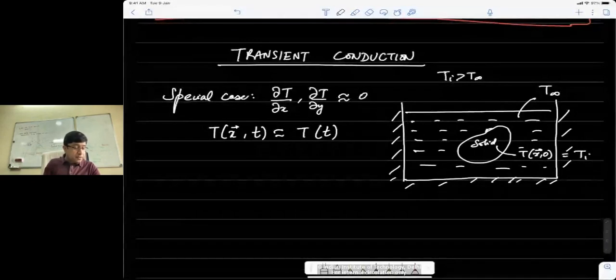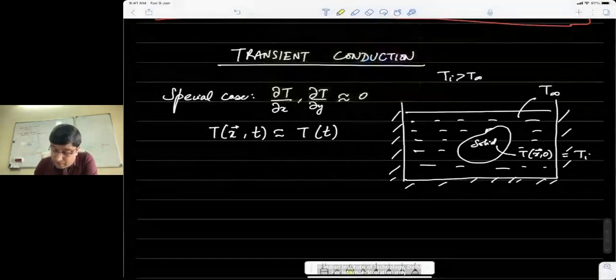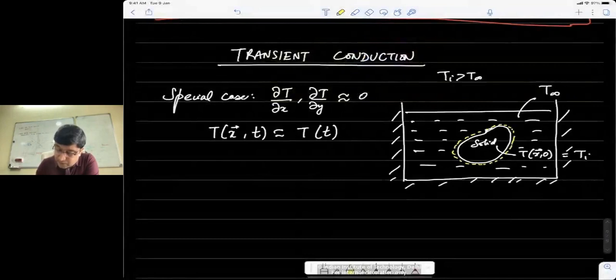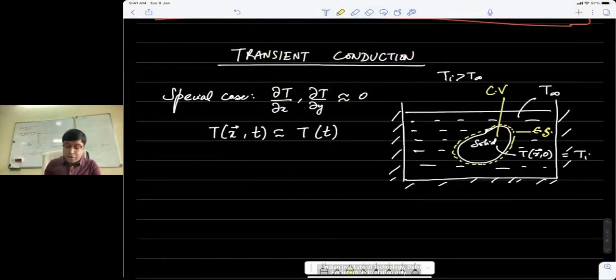Okay, so we are going to assume that the solid temperature is fairly uniform for now, and we will apply our energy balance as usual to come up with the temperature dependence as a function of time. So I'm going to define a control surface around this solid. So the solid becomes a control volume, and the surface becomes a control surface. And I'm going to apply energy conservation on this control volume.